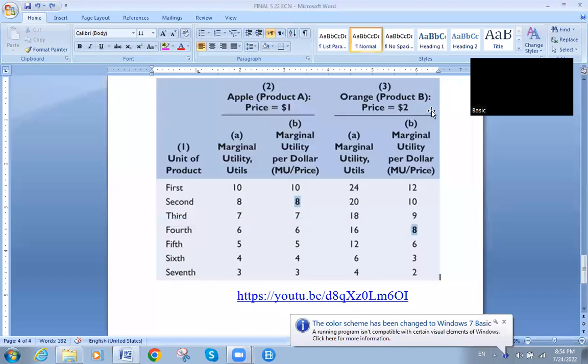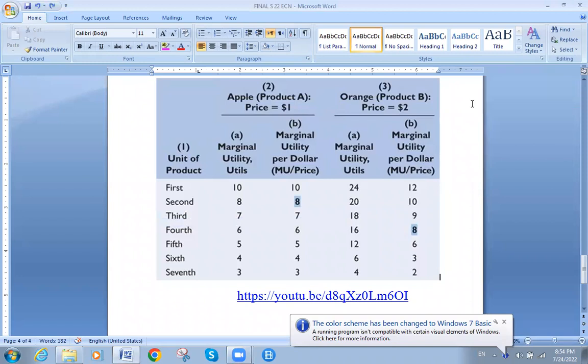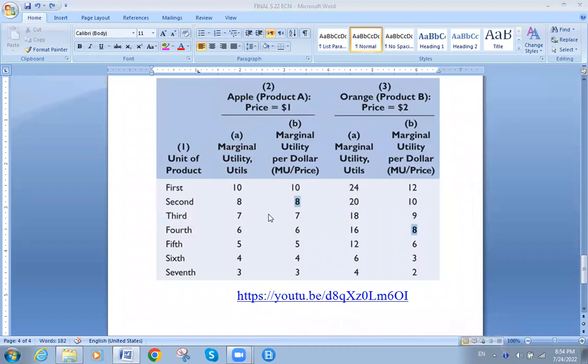Hello, my dear students. We are resuming working on the utility of the consumer. Now we have to get the balance: when will the consumer maximize his utility? A consumer will maximize his utility if the marginal utility divided by the price for product A equals the marginal utility divided by the price for product B.